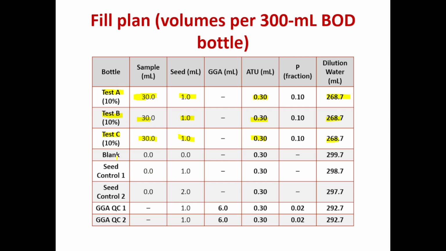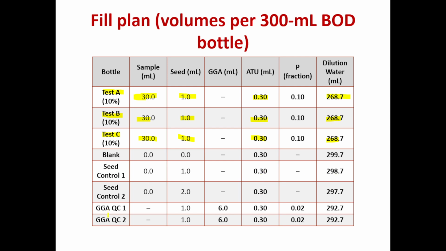In case of blank, we will use neither sample nor seed, and we will only use ATU, and the leftover will be dilution water. In case of seed control 1, we will use seed 1 ml here and 2 ml here. From these two bottles, we will calculate seed uptake, the DO uptake by seed per ml, and we will use ATU in this seed also.